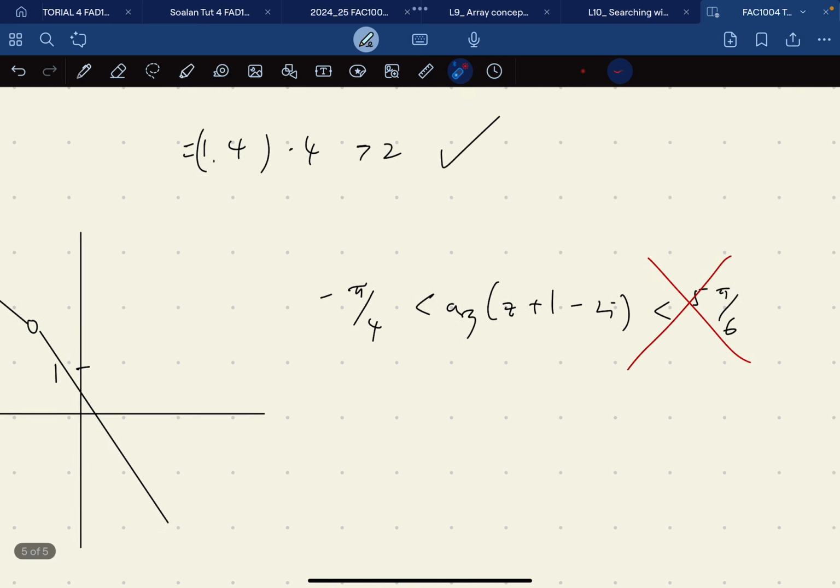So basically, how to determine it is you look at the arguments and then you figure it out from there. What has to be more than, what has to be less than. Right, that's all. Thank you.